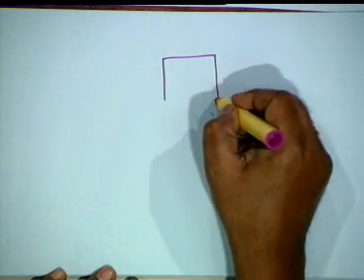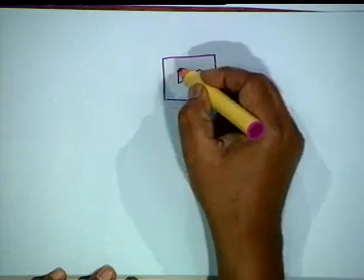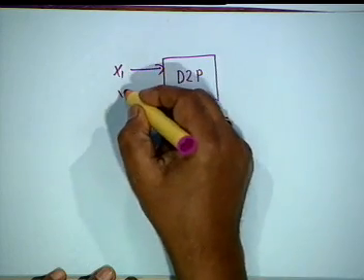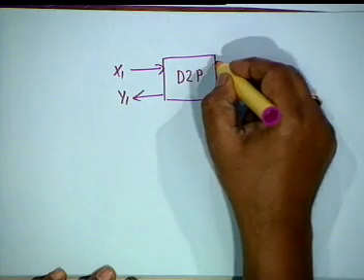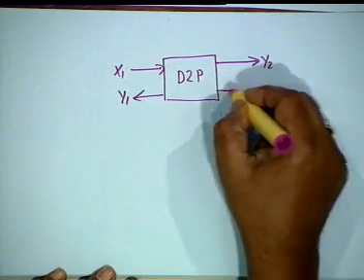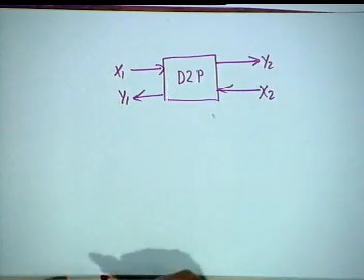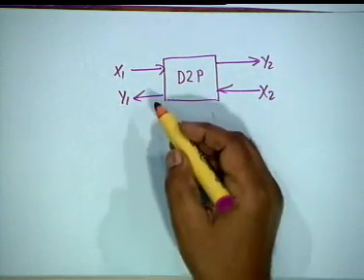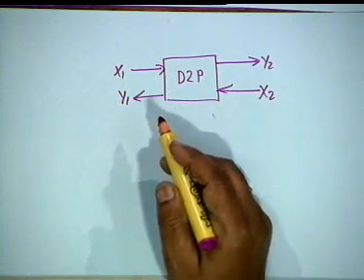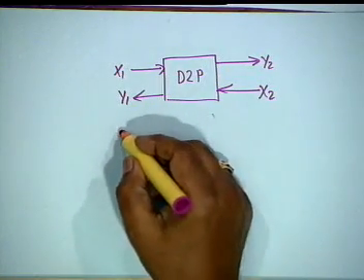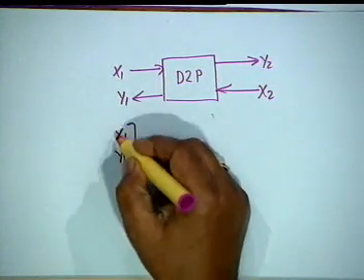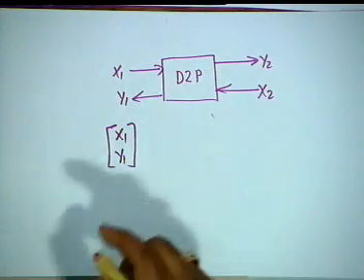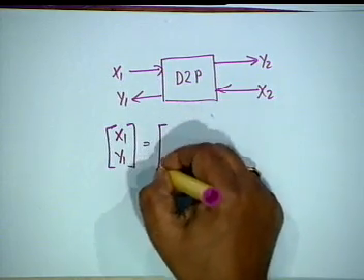The other way that one can characterize a D2P, x1, y1, then y2, x2, is to take the parameters on the left hand side, the variables on the left hand side, and relate them to the variables on the right hand side. Okay? That is, you write x1 y1. There are other combinations. This is the second combination which is useful.